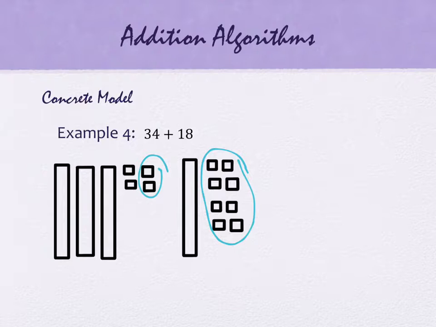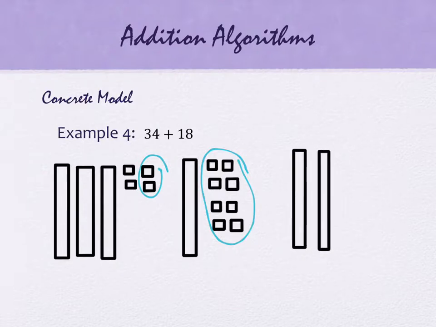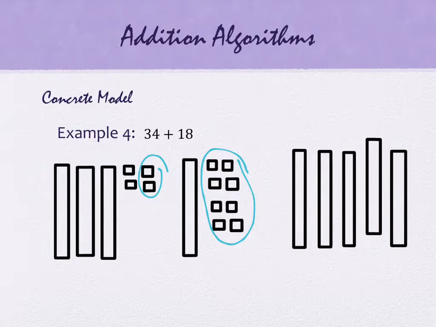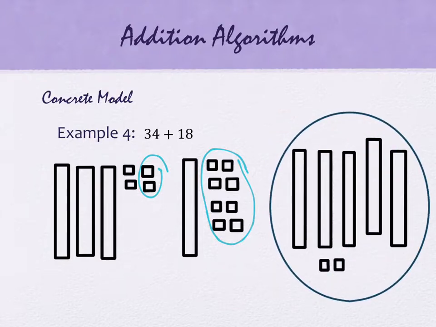5. I have the 4 that I already had plus 1 more that I've created. So I have 1, 2, 3, 4, 5 longs. And how many units do I have? 2 units left over. So what number does this diagram represent? It's 52.